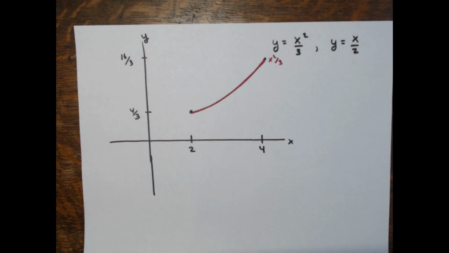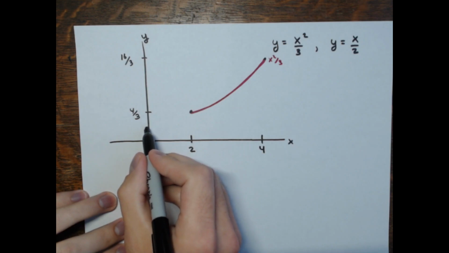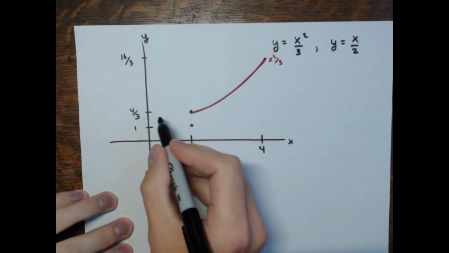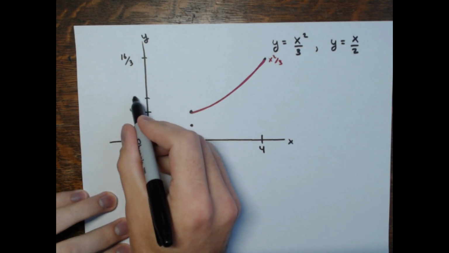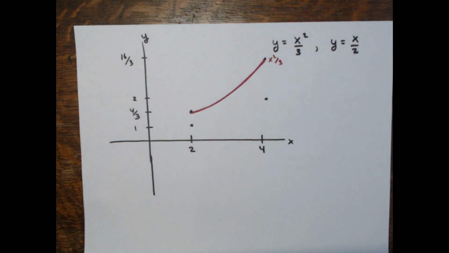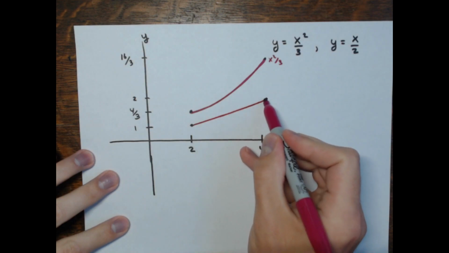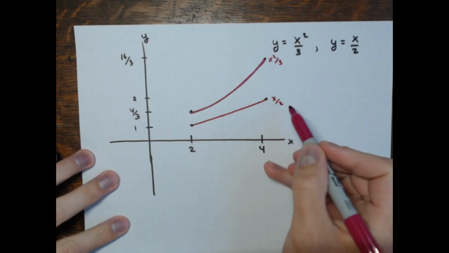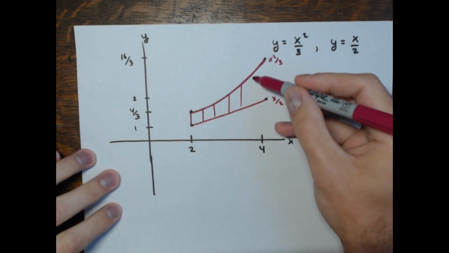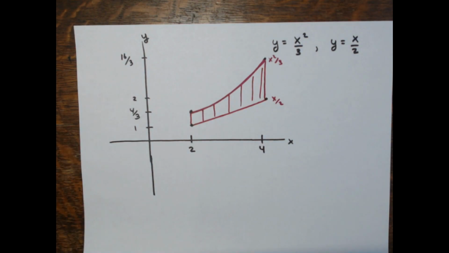Then the other one's just a line. y equals half x is just a line. Half of 2 is 1, which is under 4/3. And then half of 4 is 2, which is a bit above 4/3, that'd be 6/3, but over here it's definitely under 16/3. And it's just a straight line, y equals half x. And so the region being discussed here is this region. That's region R being described.